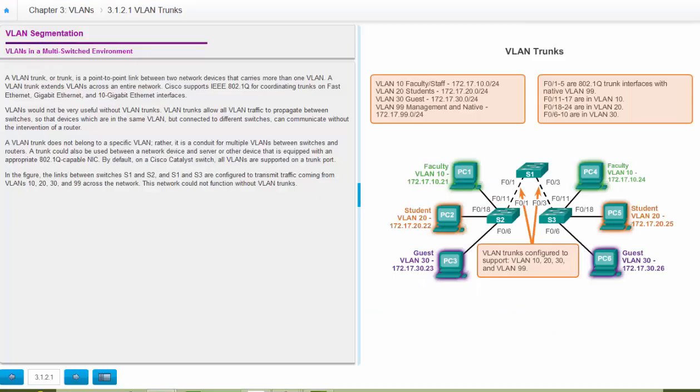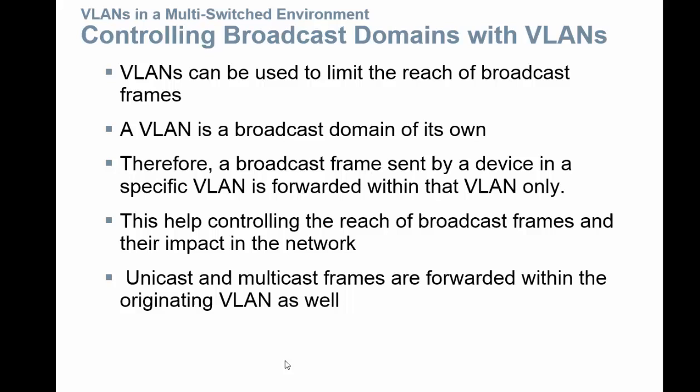You do need to keep into consideration that our VLANs wouldn't be very useful if we didn't have this trunking capability. It allows our VLAN traffic to propagate between switches. Like I've said, we can move our traffic across different switches so that the devices in the same VLANs don't have to be located in the same building, the same area, the same campus. The VLAN trunk does not belong to a specific VLAN. Okay, so keep that in mind. It's very important to remember that.